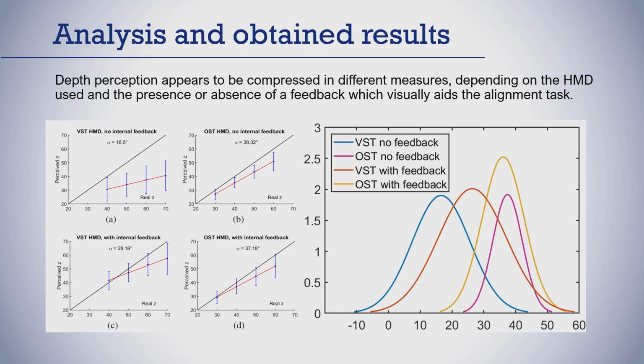So we use the slope of those linear fits to see what is the quality and the amount of the perception, the depth perception in that kind of experiment. There are 4 graphs because it's for the 2 different head-mounted displays, and there is the first case without the feedback and then with the feedback.